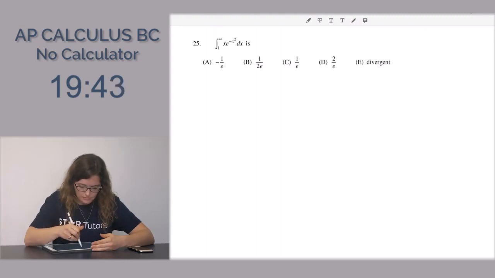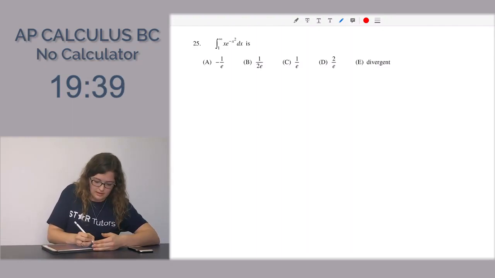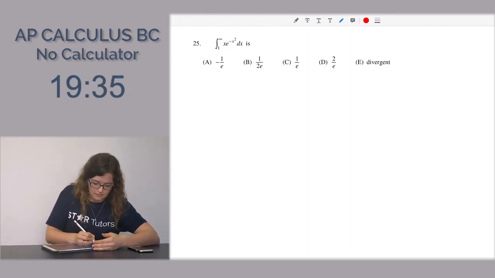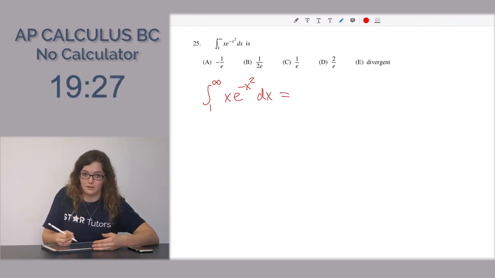Okay, this question is going to be a u-substitution. Right away I noticed that, and it's an improper integral, so we have to rewrite improper integrals as limits. Especially if you have an improper integral on the free response question, you need to make sure you rewrite it as a limit, otherwise you're going to lose some points there.